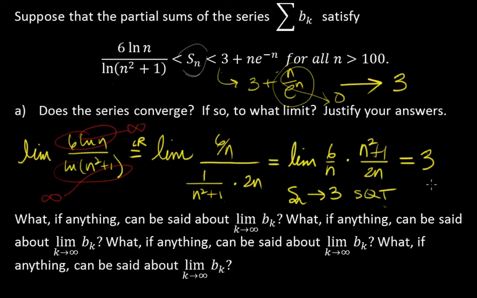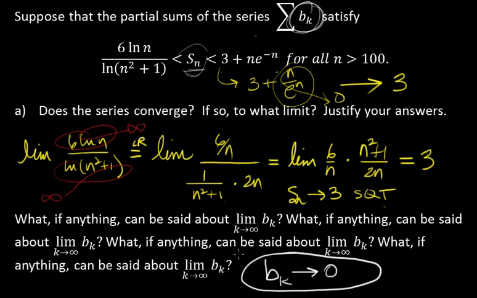Now the next part says, if anything, could we say something about b sub k? We weren't given b sub k. We were actually given enough to determine the limit of S sub n. But we know that since the series converges, b sub k has a limit of 0. The limit of b sub k as k goes to infinity is 0. And you can go back to the test for divergence and see exactly why that's true.